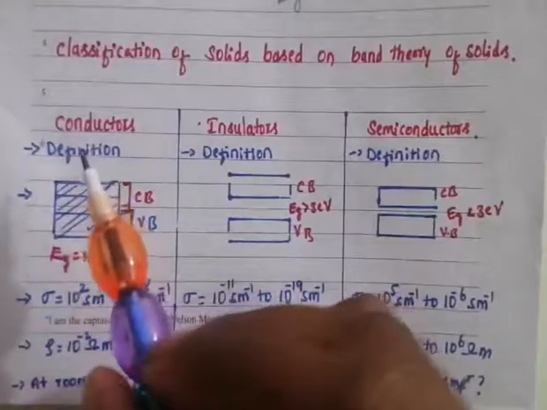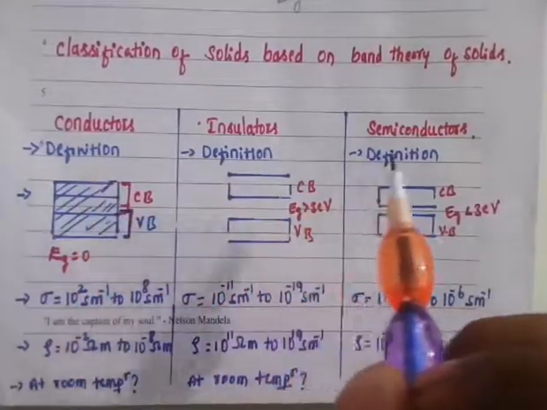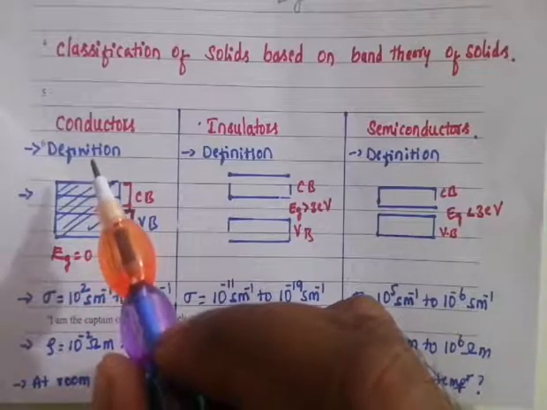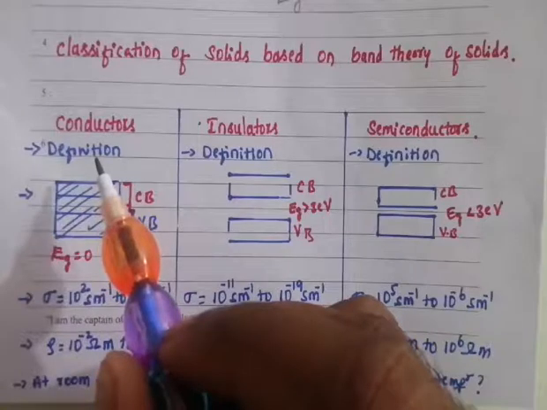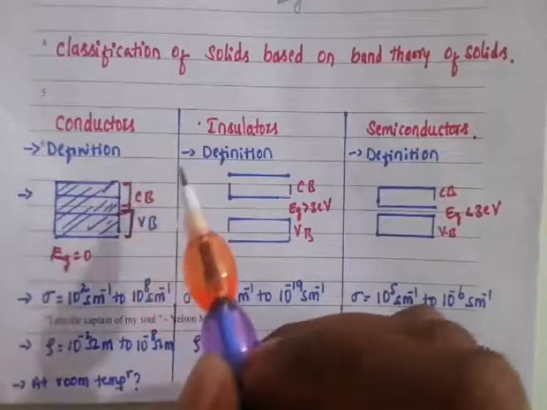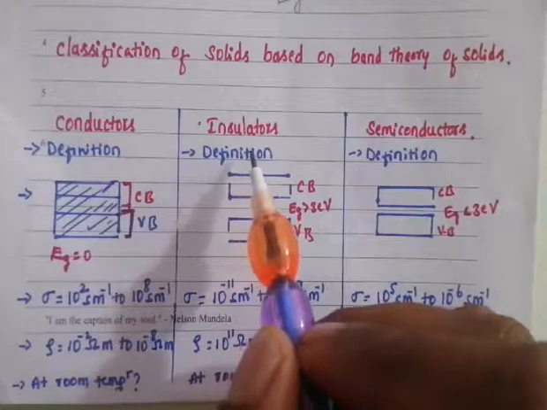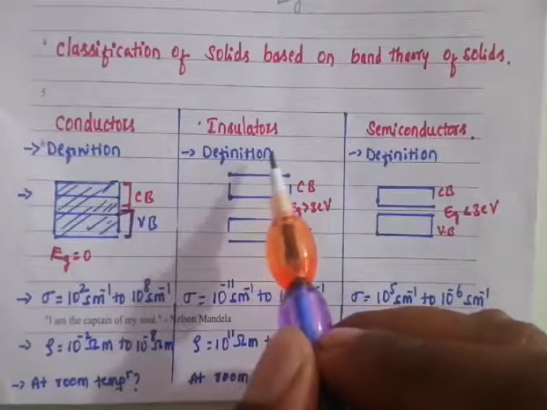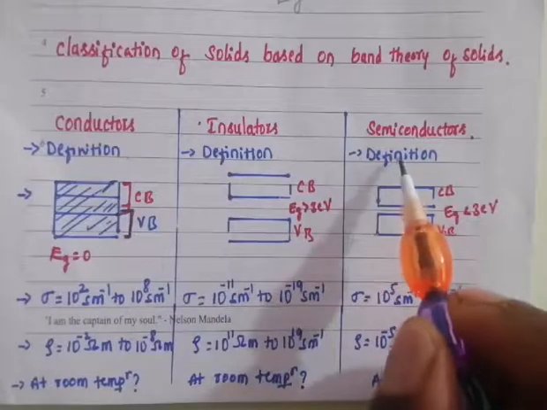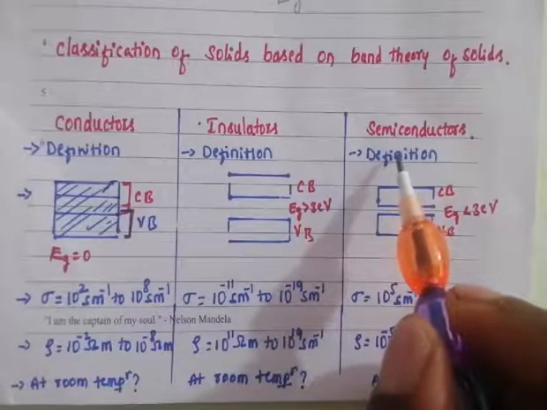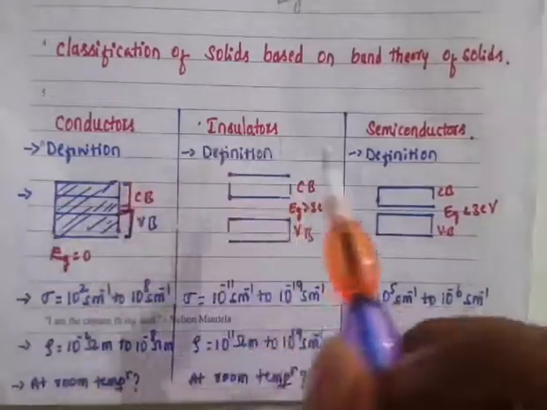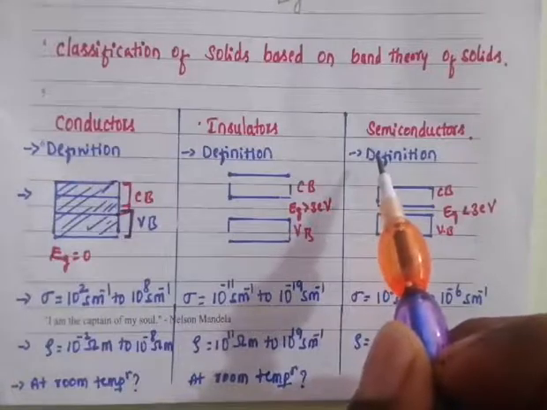First of all, the first difference is the definitions. What is the definition of conductors? Conductors are the substances which allow electric current through them easily. Insulators are the substances which do not allow electric current through them. Semiconductors are the substances which have conductivity in between conductors and insulators. So that is called semiconductors.